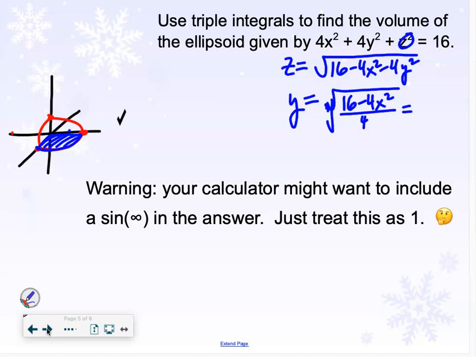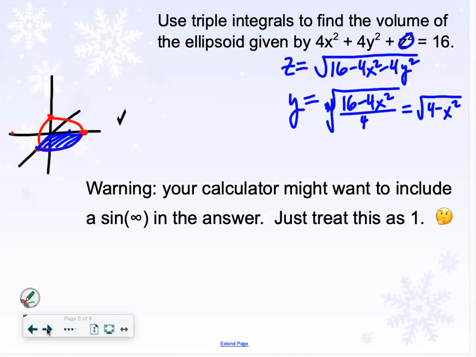So, which equals the square root of 4 minus x squared. There we go. All right. So there's my y. So my y is going to go from 0 to this. Now I need to find my x values. So my x values are going to start at 0.